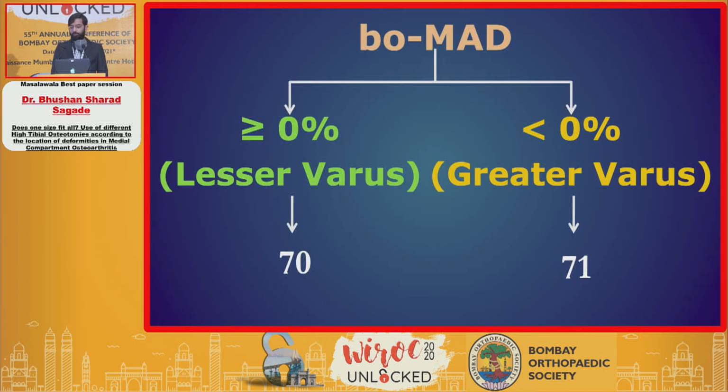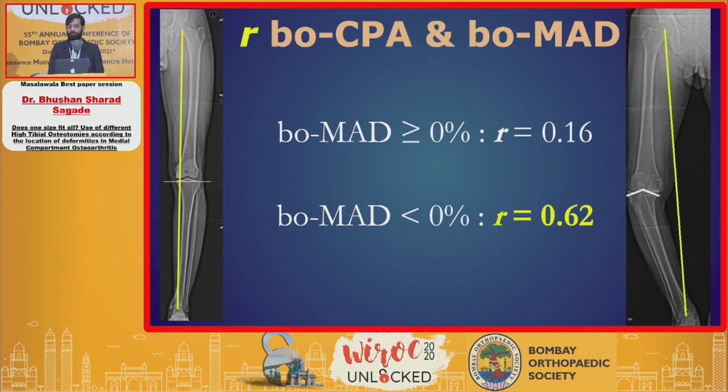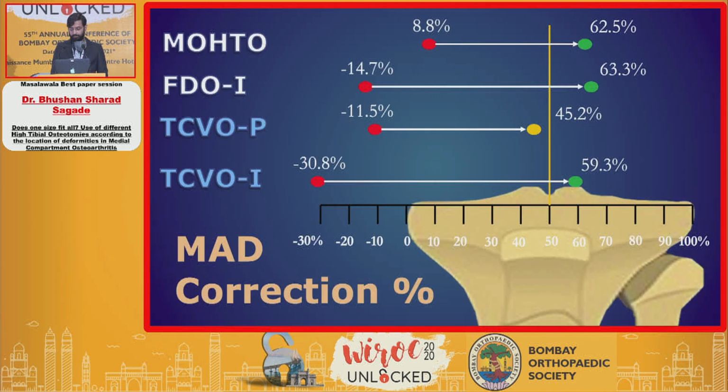Then patients fell into 2 equal groups of 70 knees with a mechanical axis deviation greater than or equal to 0% and 71 knees with a MAD of less than 0%. There was a strong correlation between MAD of less than 0% and the presence of an intra-articular deformity. The mean preoperative MAD, which is marked in red for each group, corrected to the Fujisawa point in all except the TCVOP, which was slightly undercorrected at 45.2%.